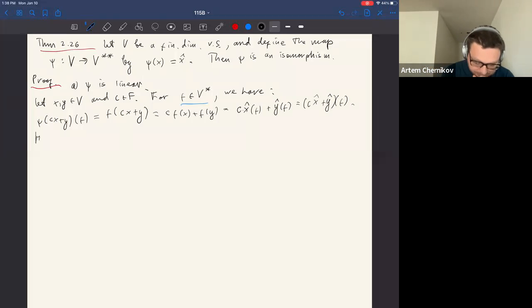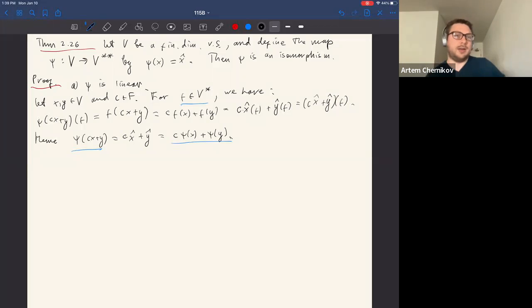So hence, what we obtain is that psi of Cx plus y, as a function, is equal to the function Cx hat plus y hat. But this is just C psi of x plus psi of y. And so the conclusion is that psi is indeed linear, because we have checked the condition for linearity. So this shows that psi is a linear map.